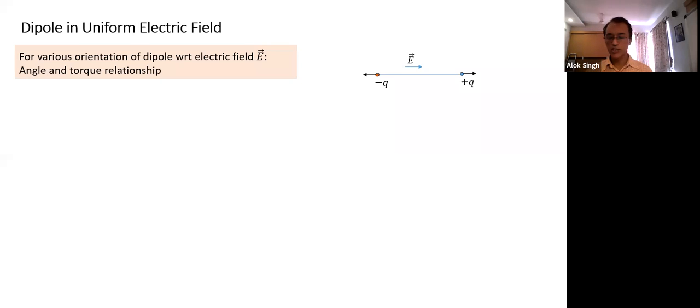In terms of the result, in terms of the cross product, there also we understand that since theta is equal to 0, sin theta is 0, hence torque will be 0. So if the dipole is placed aligned with the electric field, it will not experience any torque. The electric field being uniform, the angle is 0, torque is 0, and the forces are collinear.